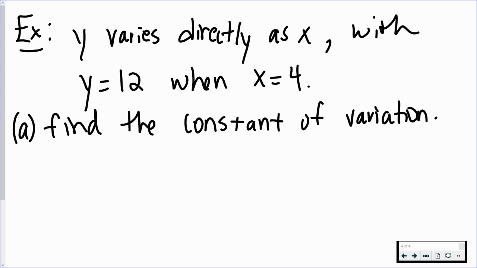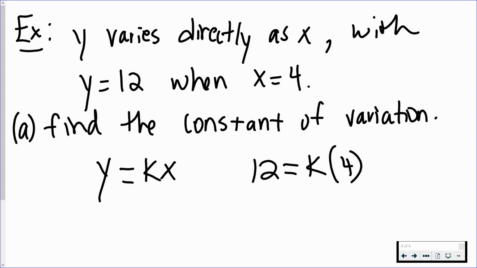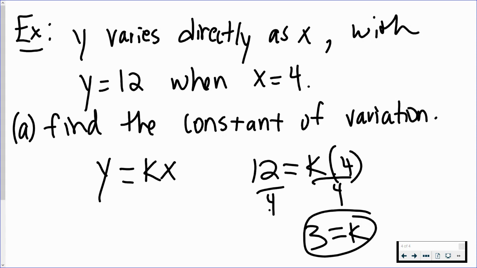Well, let's think about our equation. We said direct variation is y equals k times x, right? So let's plug in what we know. Y is 12, k is what we're solving for, x is 4. If we have k times 4, then to get rid of the 4, we need to divide. 12 divided by 4 gives us 3, so k is equal to 3. Now, let's think about what that means. That means we could rewrite this equation as y equals 3x.